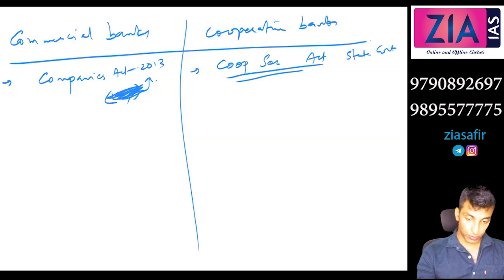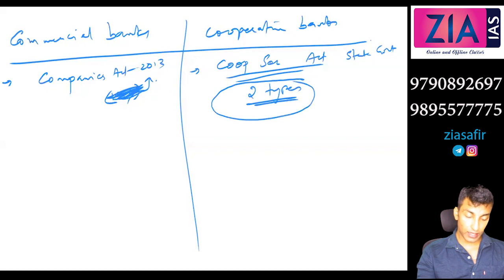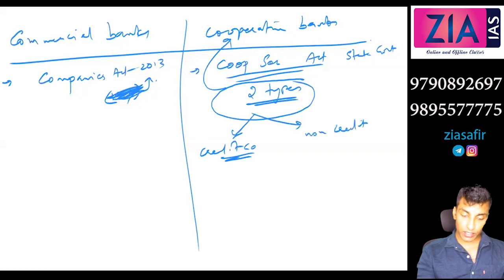Okay, so there are two types of cooperative banks, or when we discuss cooperative credit society. The cooperative banks will come under cooperative credit society. The cooperative credit society is like this: credit, and then non-credit. Non-credit is for agriculture and such kind of things.